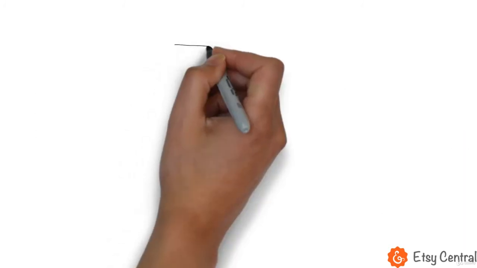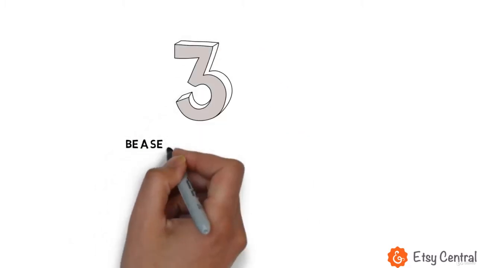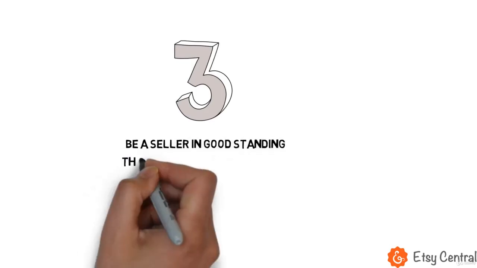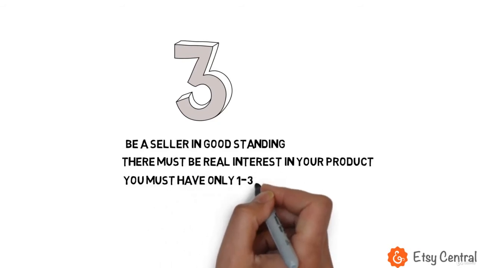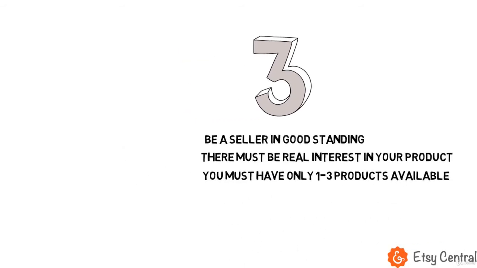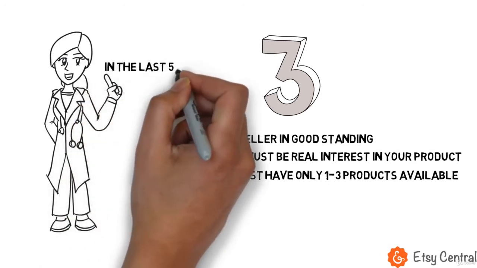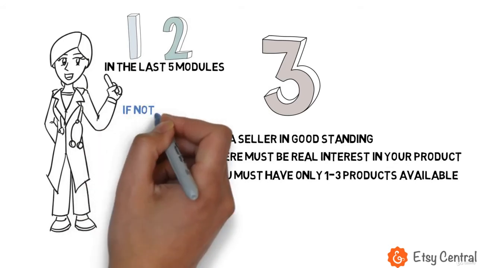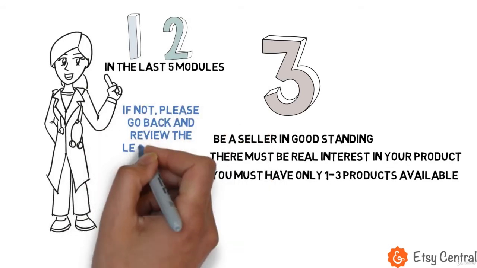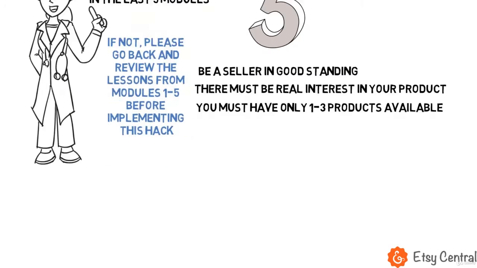In order to trigger this scarcity label, you as a seller have to fulfill 3 requirements. Be a seller in good standing, there must be real interest in your product, and you must have only 1 to 3 products available. Now, if you've paid any attention at all to the lessons in the last 5 modules, you should have 1 and 2 covered. If not, please go back and review the lessons from modules 1 to 5 before implementing this hack.